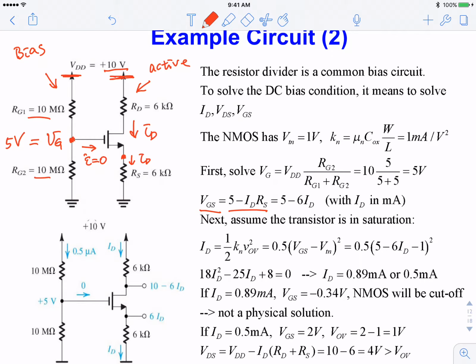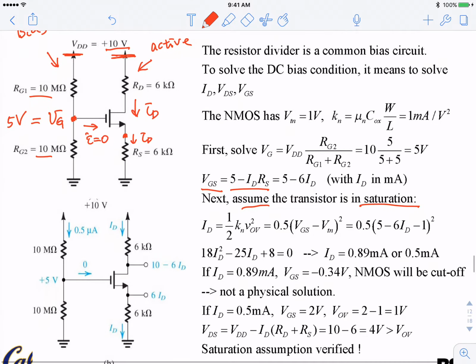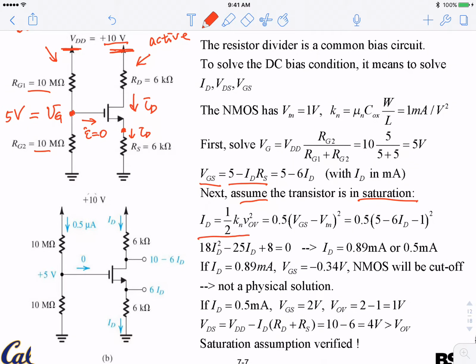The next thing is you assume the transistor is in saturation, like we have done before. So you have this nice, simple quadratic equation. This equation contains ID here. It's a quadratic equation, so you have ID on the left, ID on the right. This gives you a second-order polynomial equation. So this is very common when you solve a transistor in saturation. You most likely will solve a quadratic equation.